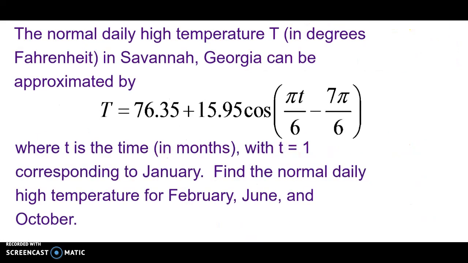All right, so the normal daily high temperature T in degrees Fahrenheit in Savannah, Georgia can be approximated by the following. Notice that this is in radians, where T is the time in months with T equals 1 corresponding to January. Find the normal daily high temperature for February, June, and October. This is to help you out. What would T equal, T in the equation, if it were February? 2. All right, so let's have you guys try this. Put me on pause.